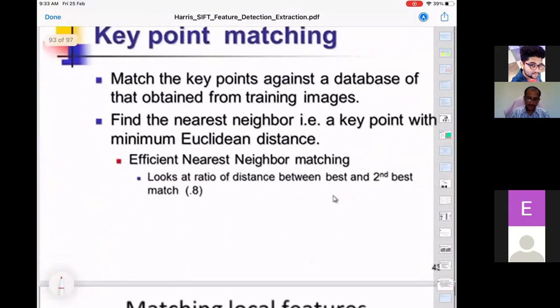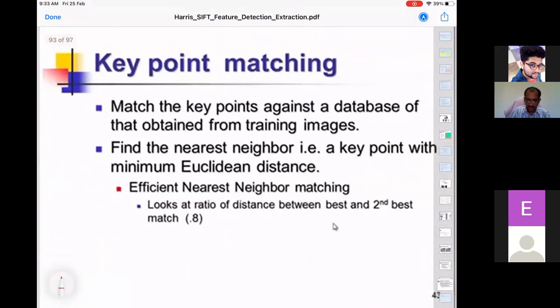And with this, they perform nearest neighbor matching. To remove the ambiguous matches, as I said, they take the first best distance, D1, and the second best distance, D2. If this ratio is greater than 0.8, it means that they are very close, and hence it is an ambiguous match.